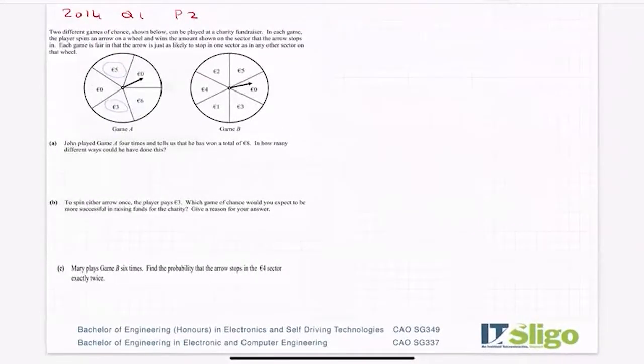Okay, so if he's going to win and he has 4 times, the only way he could do it is to get a 5, a 3, a 0, and a 0. So that would be his 4 times. And then it's all the different combinations of that. I'm trying to think if there's any clever way of doing it, any mathematical way. I don't think there is, though. I think you just have to write them all out.